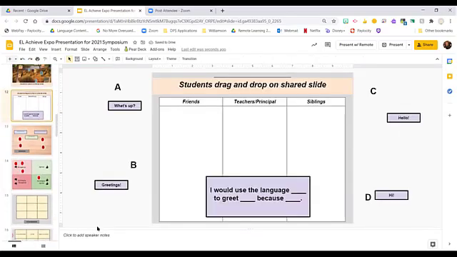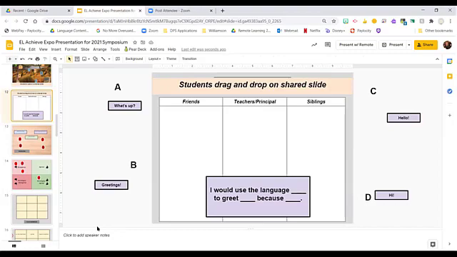I like this activity in this structure for classifying and categorizing. In this activity, kids would categorize the different language depending on the most appropriate audience for that language. I really like this because it helps build that idea of metalinguistic awareness and pragmatics.